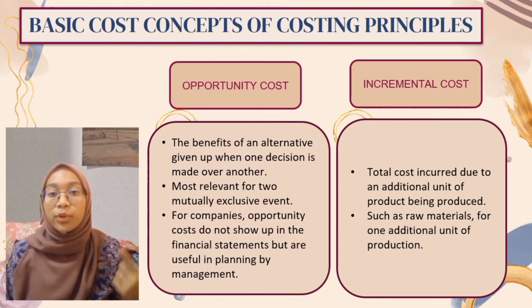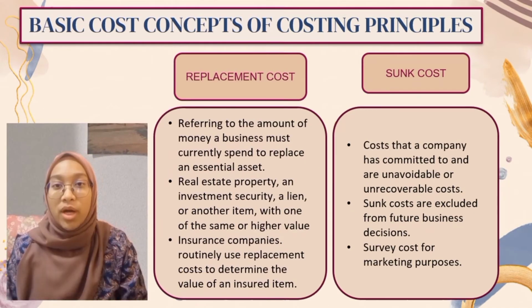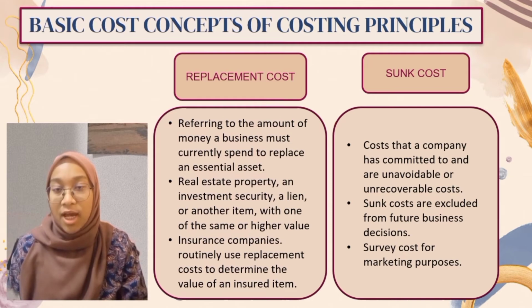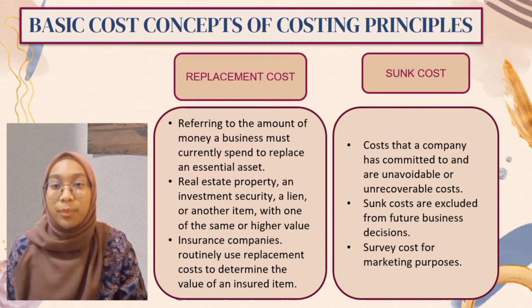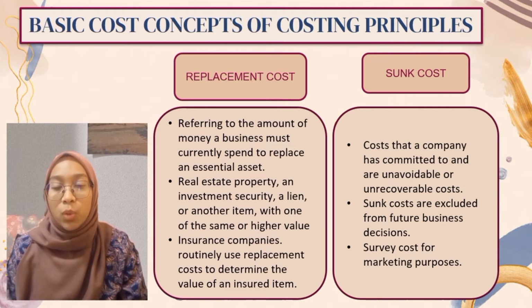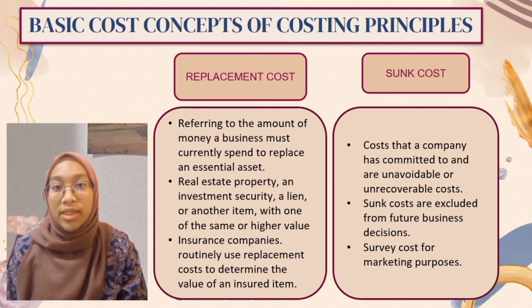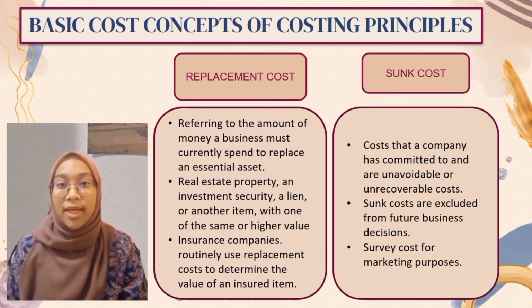Incremental cost is the total cost incurred due to an additional unit of product being produced, such as raw materials for one additional unit of production. The next one is replacement cost. It is referring to the amount of money a business must currently spend to replace an essential asset. For example, real estate property, an investment security, a lien, or another item with one of the same or higher value. Insurance companies routinely use replacement cost to determine the value of an insured item.